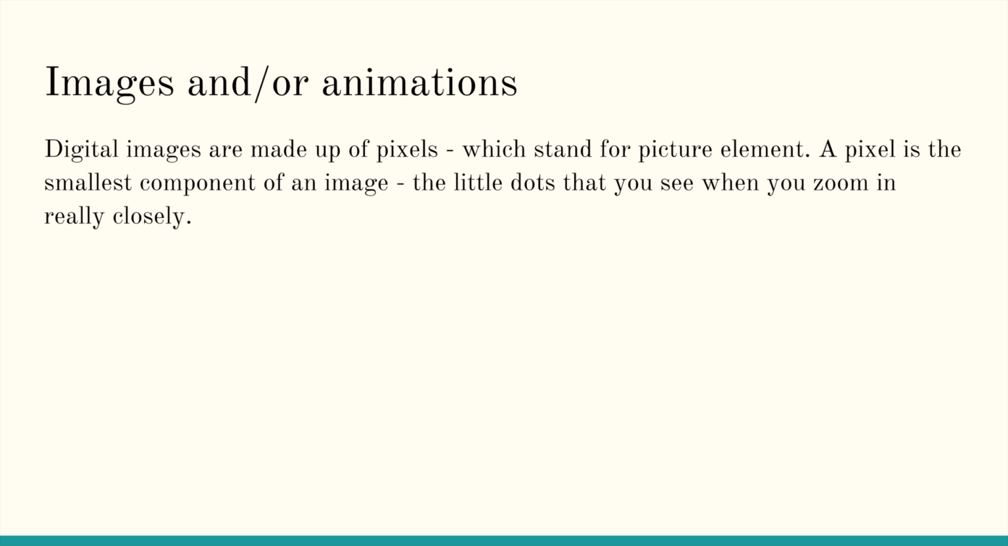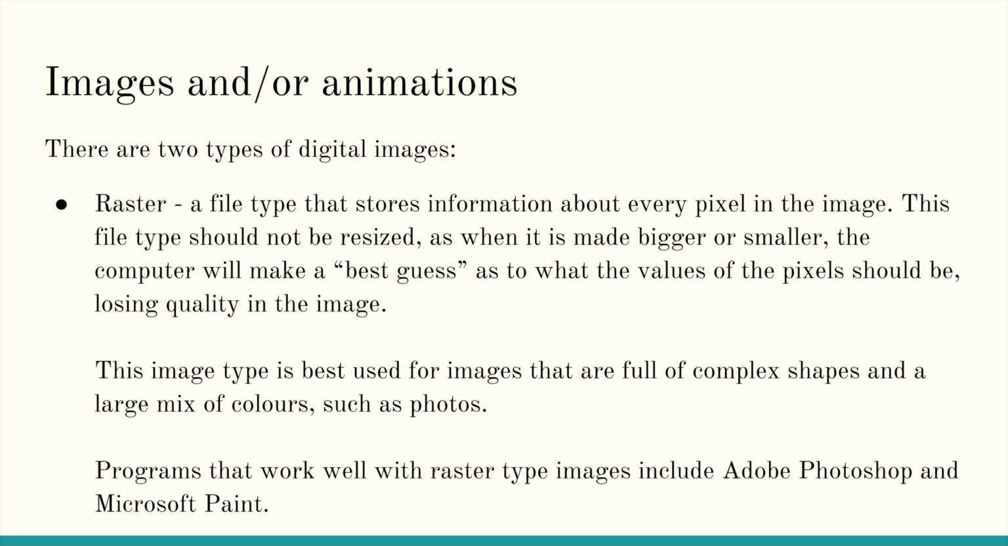Digital images are made up of pixels, which stand for picture element. A pixel is the smallest component of an image. It's the little dots that you see when you zoom in really closely. There are two types of digital images. We've got raster, which is a file type that stores information about every pixel in the image.